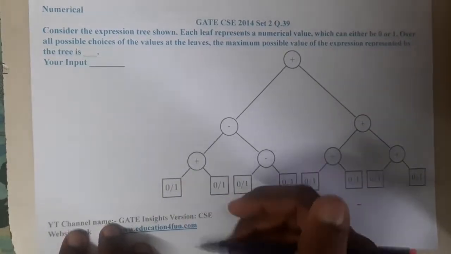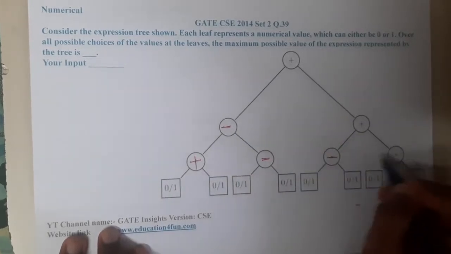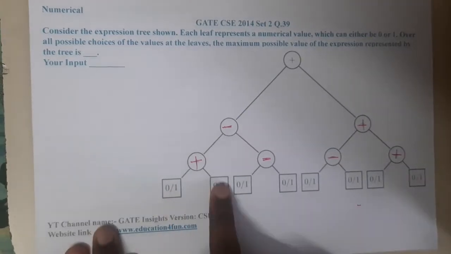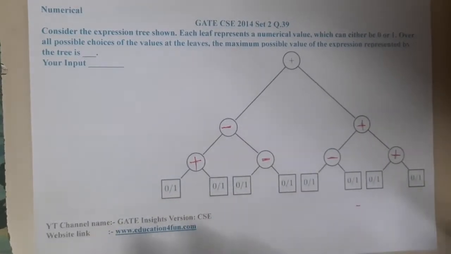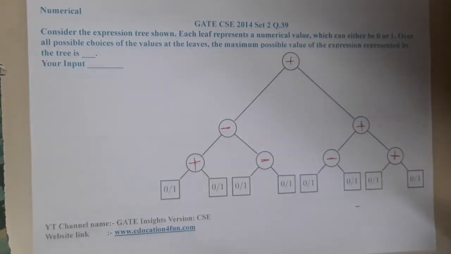So here we are having a plus operation. I think they are clear, right? This is plus, this is minus, this is minus, this is minus, this is plus, this is plus. Now we need to know what values will be zeros and ones, so that the final result will be the maximum number.